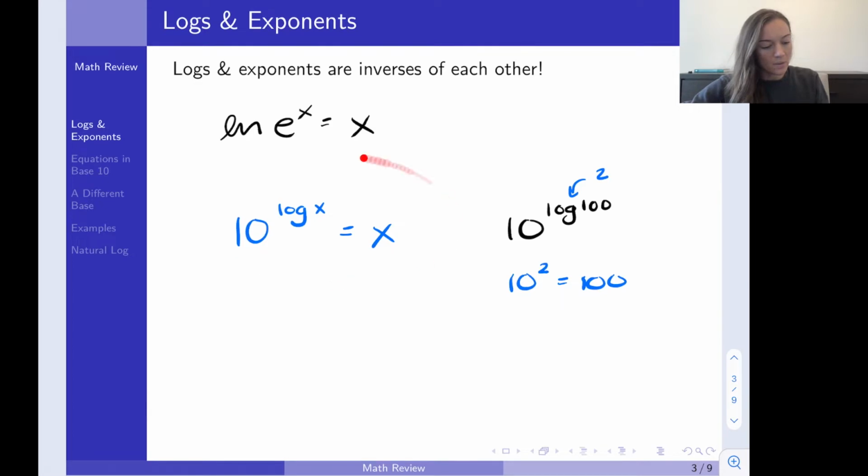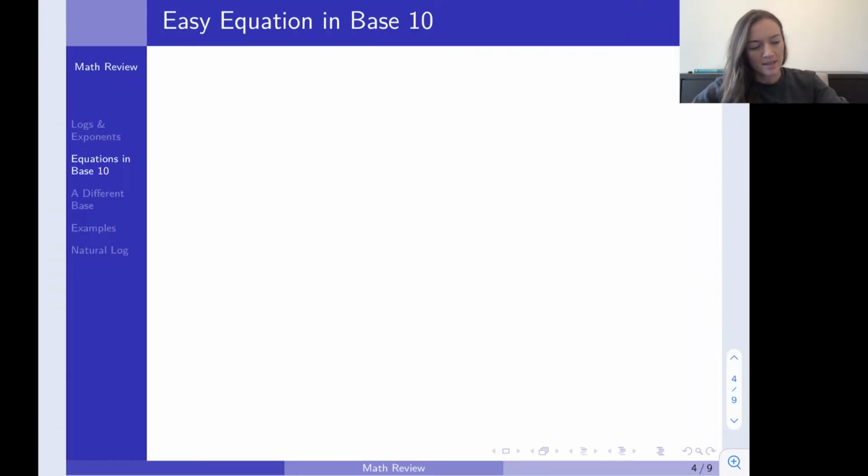So this is what we're going to be using to solve all of our logarithmic equations. So in our previous example, when we had exponential equations, we would take the log of both sides. Now we're going to be exponentiating both sides. So let's just do a very easy example in base 10. So let's say I have log base 10 of x is equal to 3. Now we can figure out, again, by eyeballing what x is equal to, but let's do it the long way.